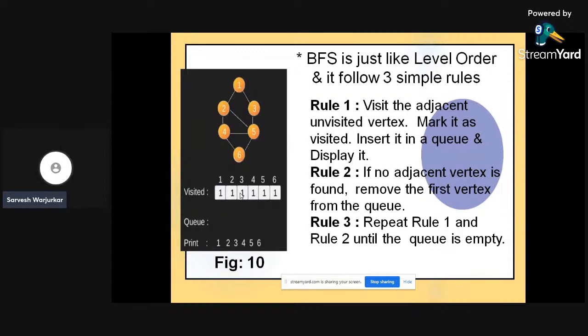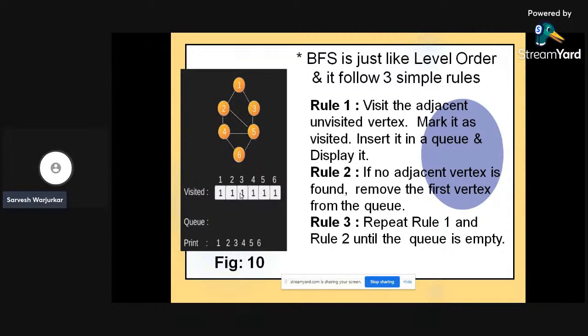Accordingly, BFS is just like a level order traversal, and it follows three simple rules. The rules are very clear. Rule number 1: visit the adjacent unvisited vertex first, mark it as visited, insert it in a queue and display it. That's it. Rule number 2: if no adjacent vertex is found, remove the first vertex from the queue.